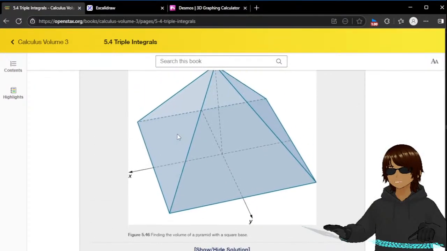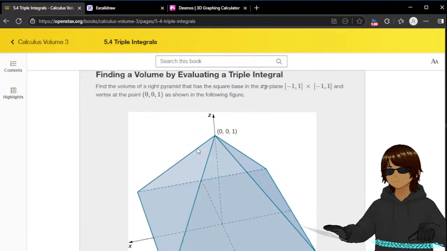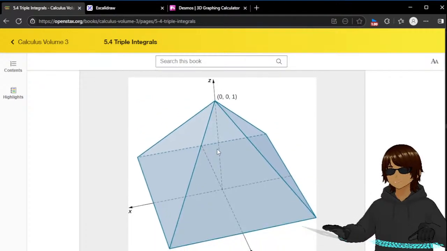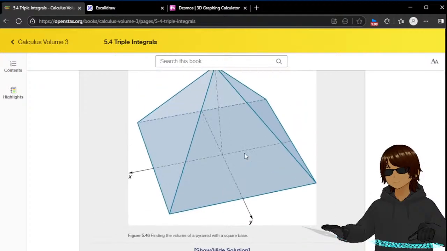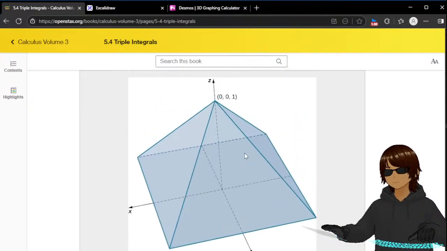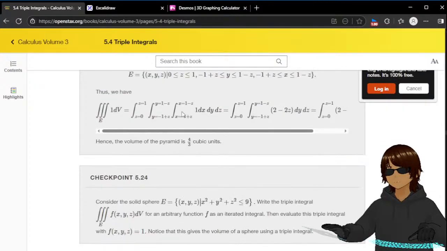Can I draw over here? So x is from, whatever z value we are in, minus 1 plus z to 1 minus z. And then we are going through the y values, and z goes from 0 to 1.